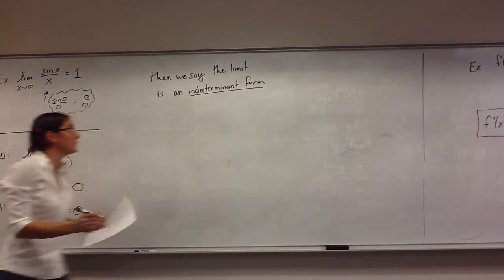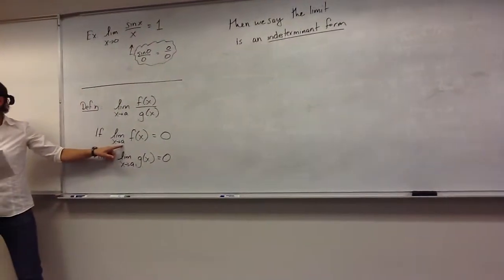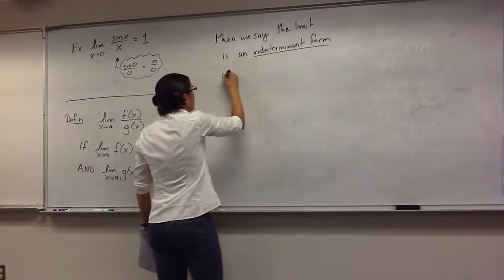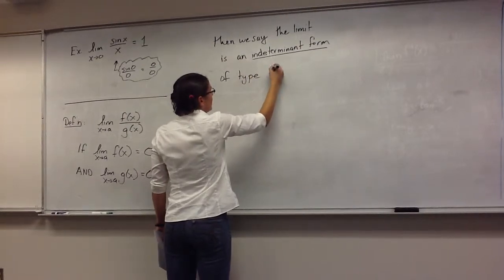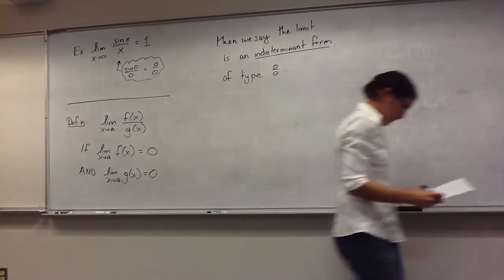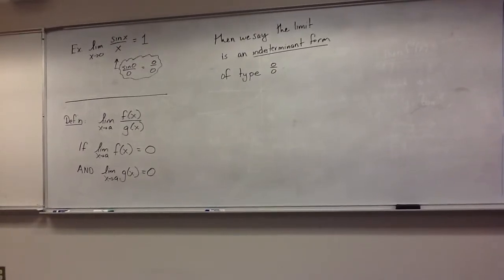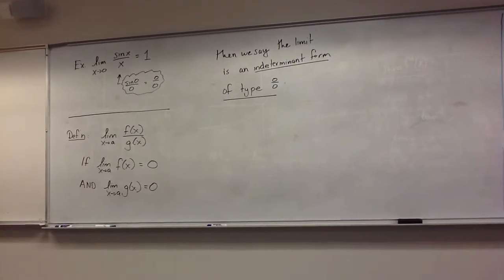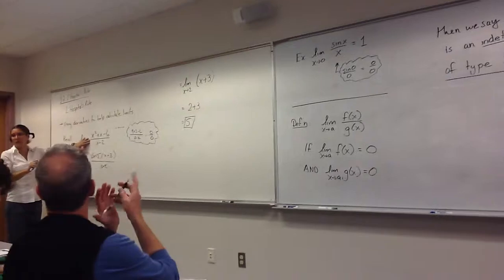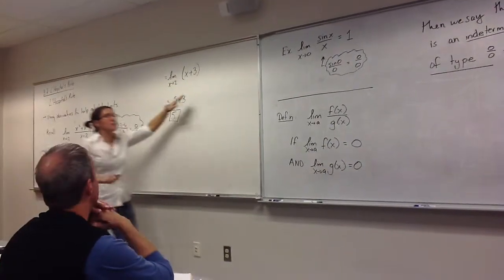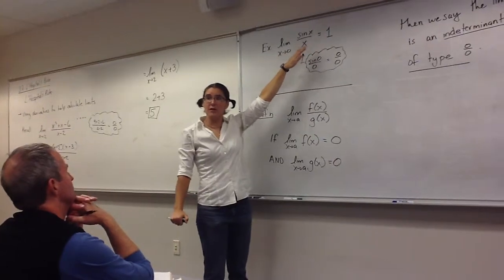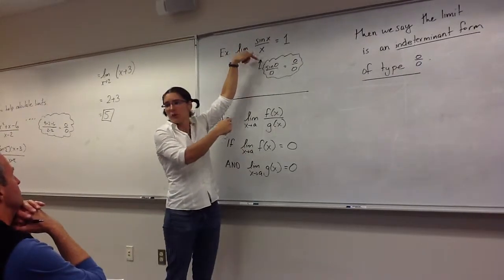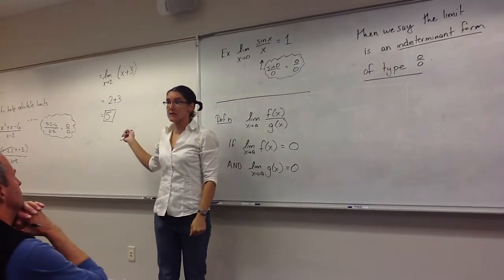And in particular, if when we plug in the a into the top and into the bottom we get 0 over 0, we say that the limit is an indeterminate form of type 0 over 0. So both of these limits over here, the limit as x approaches 2 of x squared plus x minus 6 over x minus 2, as well as the limit as x approaches 0 of sine x over x, are both indeterminate forms because when we allow x to go all the way to 0, we get a 0 in the numerator and the denominator. So we get 0 over 0 in both of these cases.